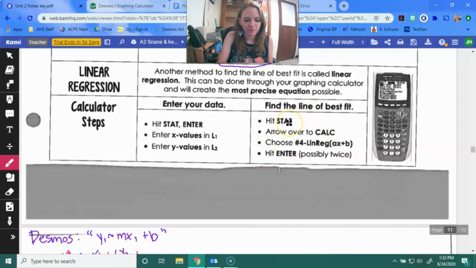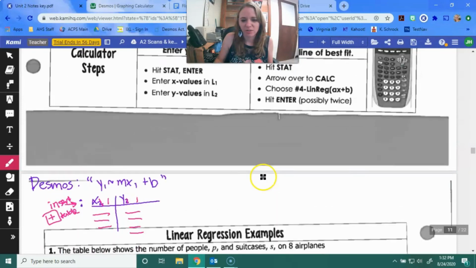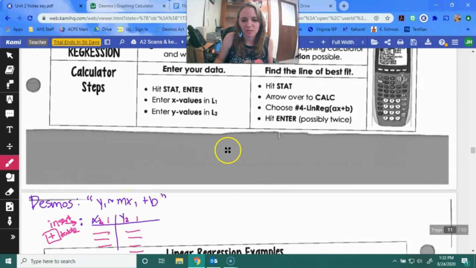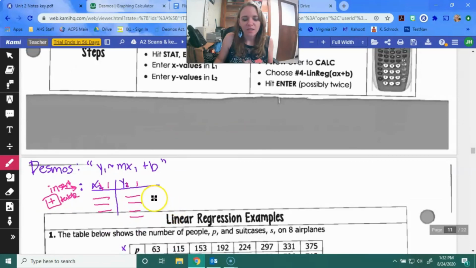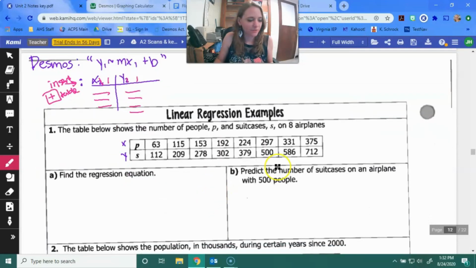You push stat, then you go over to calc, you choose the one that says linear regression, hit enter, maybe twice, and it'll give you the equation very similar to the way Desmos does. It'll say, here's your form of the equation, and then it'll give you your M and your B, and then you just plug those in. So, since we've already been given our answer, let's just write it out.